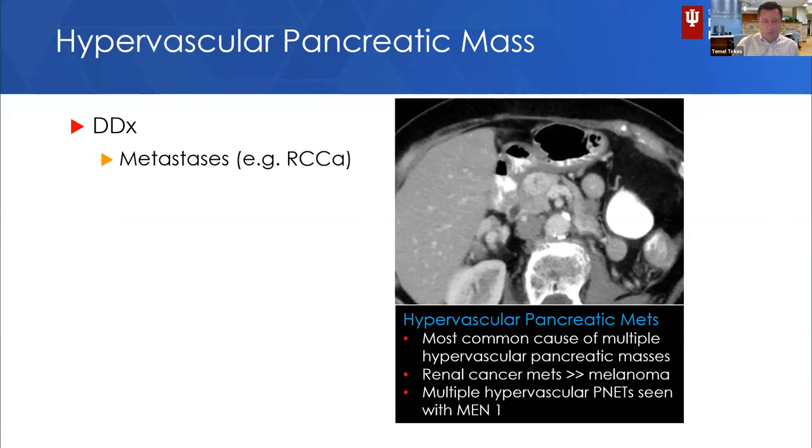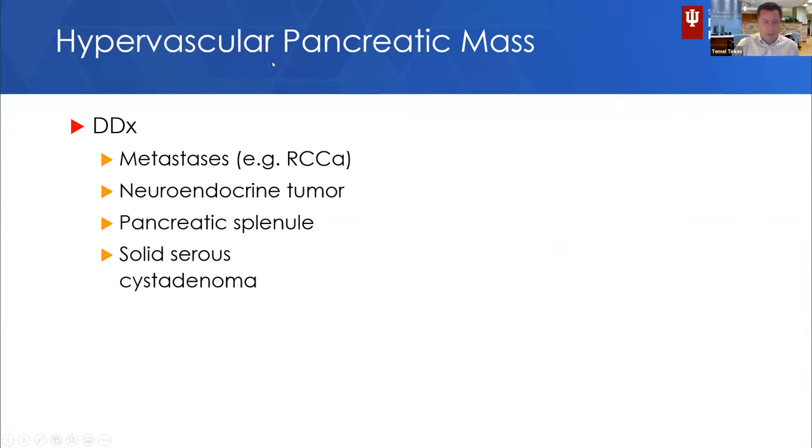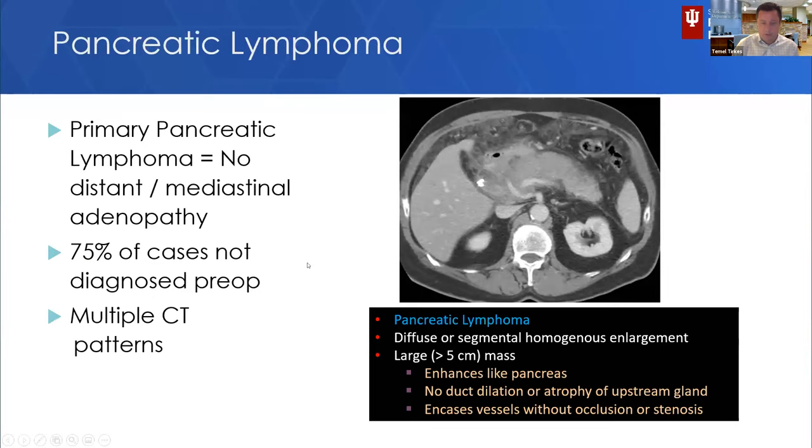So apart from the hypo-enhancing mass like the pancreatic adenocarcinoma, there are also hypervascular pancreatic masses. Typically these are metastases, most commonly renal cell carcinoma. As you know, the kidneys are very near the pancreas and they communicate directly with each other through the anterior pararenal space. It is not uncommon to see pancreatic metastases from RCC. Other hypervascular pancreatic masses are neuroendocrine tumor and pancreatic splenule, which is ectopic splenic tissue within the pancreas. The MRI can be really helpful for this one. And then solid serous cystadenomas can also be hypervascular if they are predominantly solid.